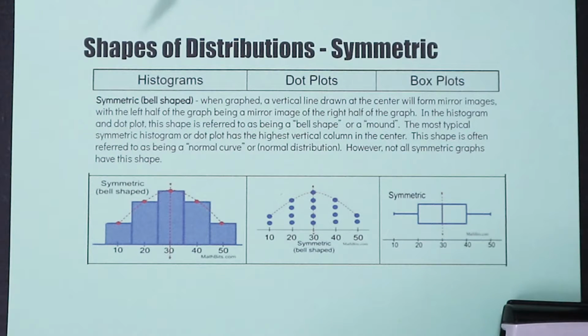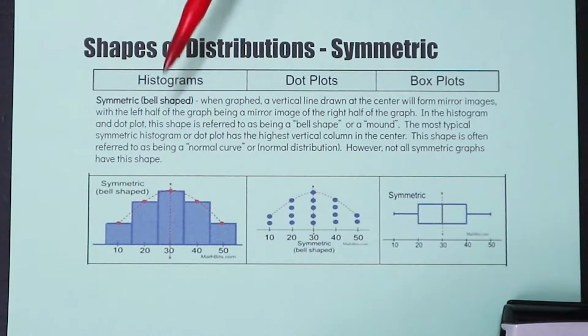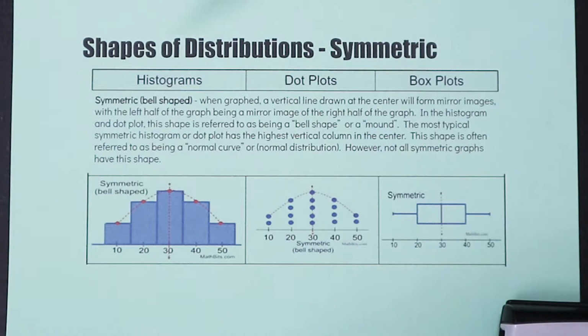The next thing that we want to talk about is something called shapes of distributions. Well, there are different types of shape, and the first shape that I want to show you is something called a symmetric shape. Well, there are 2 types of symmetric. The first one we call a bell-shaped curve. So as we discussed, a bell shape looks like a bell.